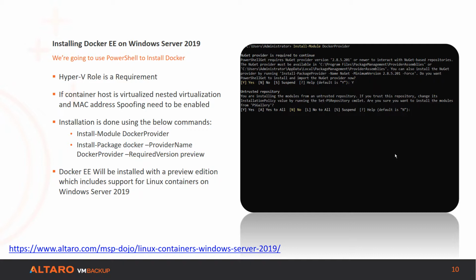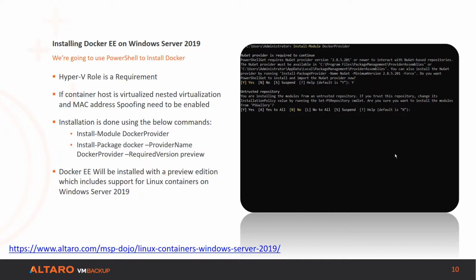As you can see on the right-hand side of the screen in the picture, it's going to ask you a couple of times, hey, this looks like an untrusted repository. Are you sure you want to trust this? Just the usual verification features. And you're going to go ahead and select A, yes to all, for both of these.